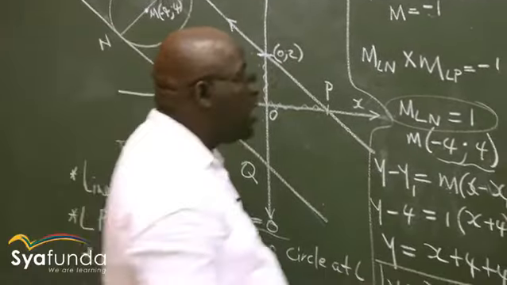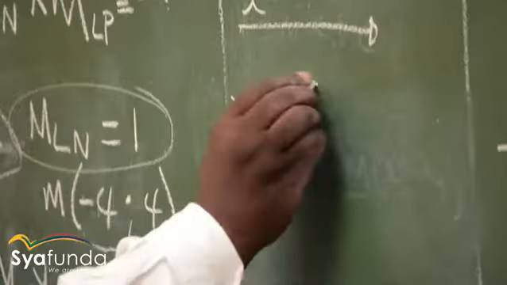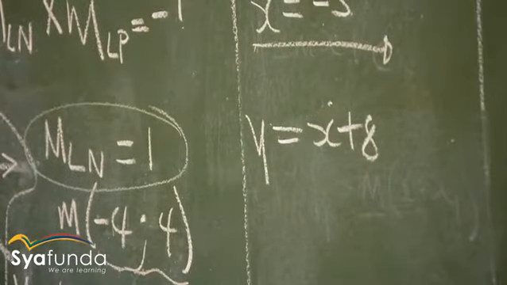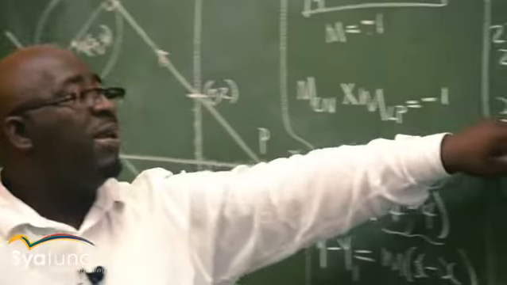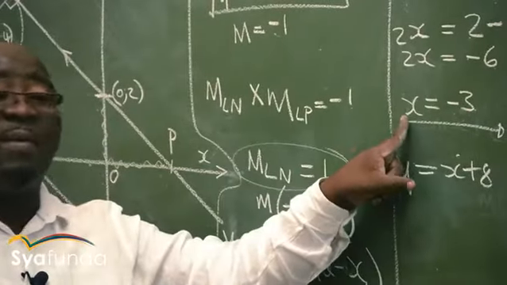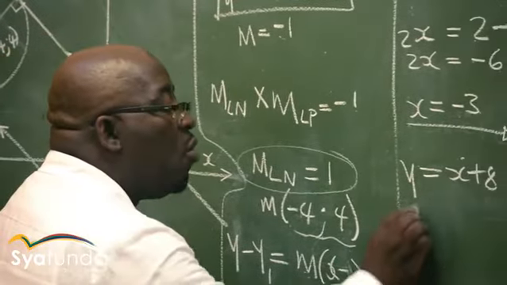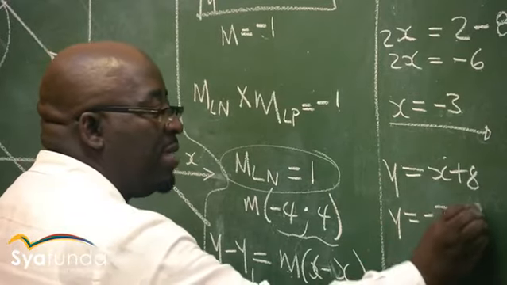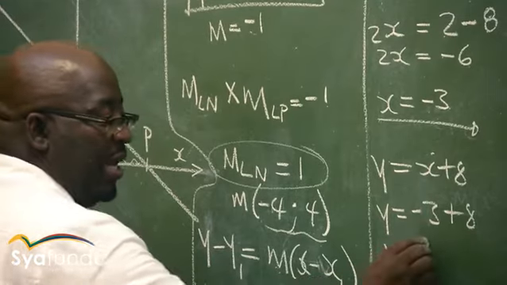If we use this one, we have y is equal to x plus 8. Remember, we want the y coordinate now. We already have x, which in this case is minus 3. Where we have x, we put minus 3. So this will then be y is equal to minus 3 plus 8. So y will be equal to, what is 8 minus 3? It is 5.